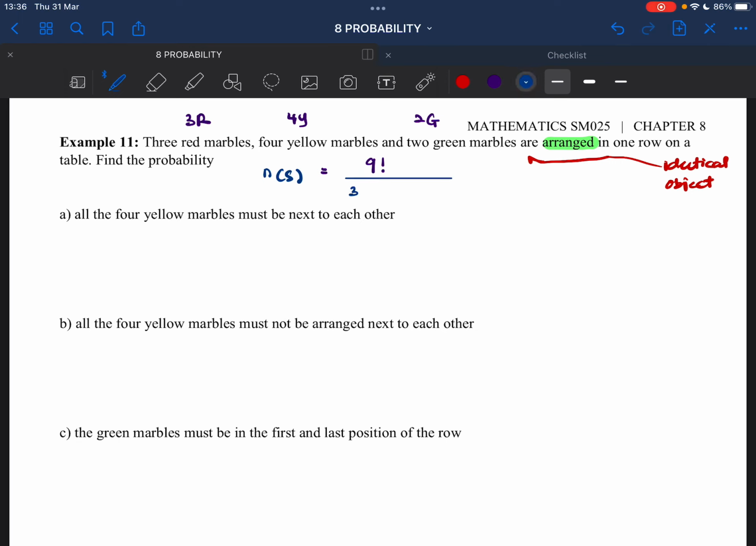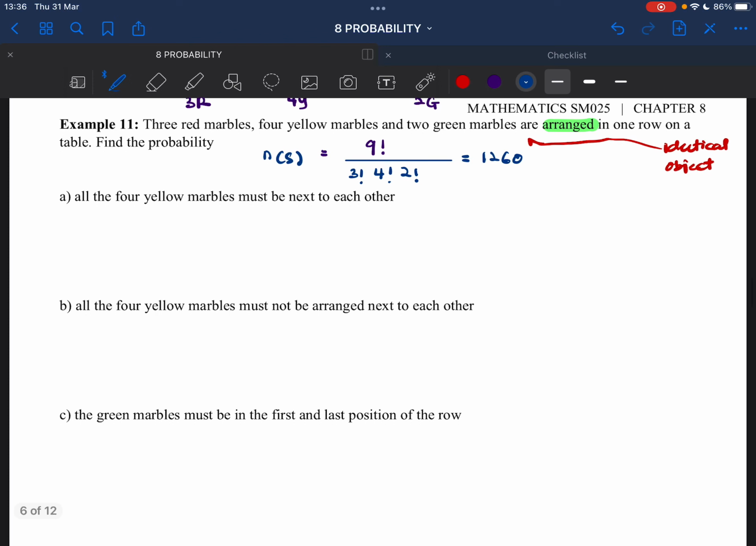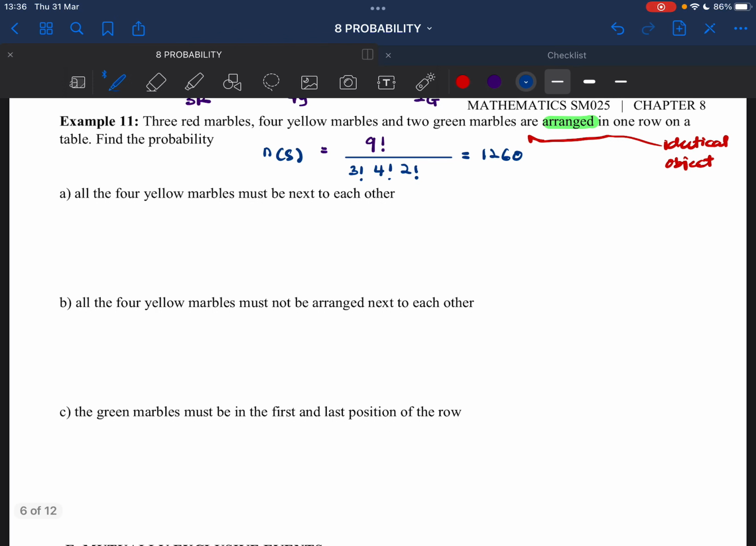So since we have 3 red, we divide by 3 factorial, 4 factorial for yellow, and 2 factorial for green. Put that in your calculator and you should get 1260. So that is no restriction. Basically, your number of sample space is the no restriction one. Question A: all the 4 yellow marbles must be next to each other. Let this be event A.